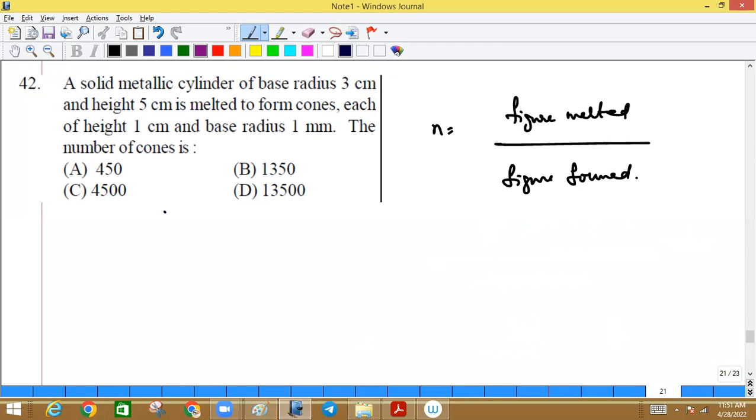It doesn't matter. But number of figures is equal to what? Figure melted by figure formed. You can just relate it: which one you are melting and which one you are forming. So related to that, you can write that down.